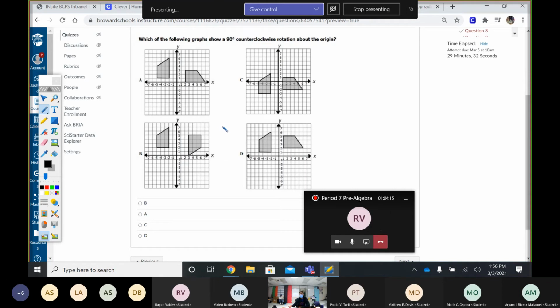So which answer can I cross out automatically? Because remember, when it rotates, if it's on its side, it's got to stand up, or if it's standing up, it's got to go to the side. Which one can I knock out automatically? Like, it's not even an answer. B. Why is B the one I can knock out? Because it flipped. Kind of flipped, right? This thing is aiming down, right? If I do a 90 counter, it should be on its side.